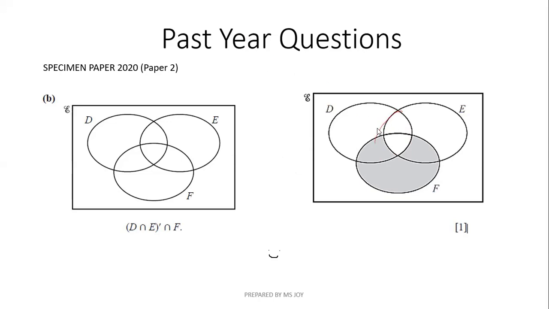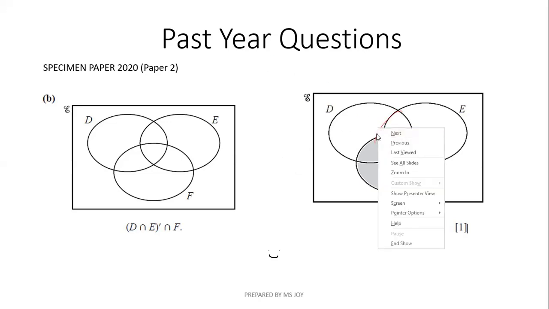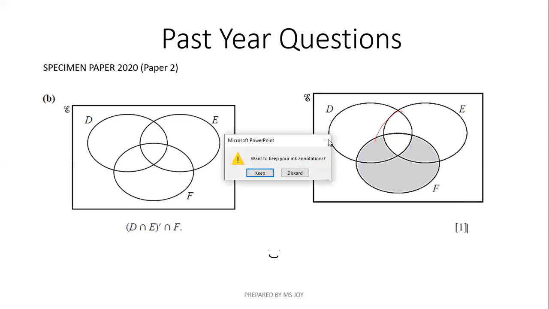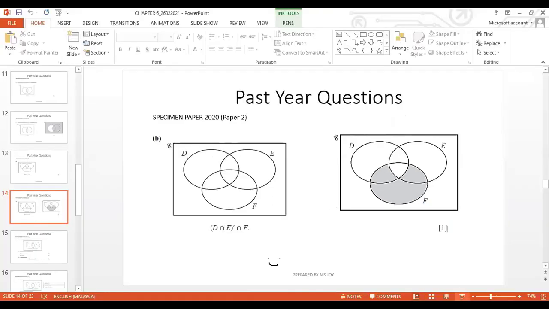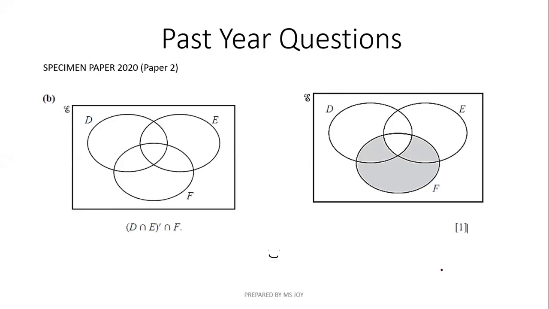Okay, we know that D intersect E is the middle part here. Prime means everything else, correct? But when it comes to the question, it says intersect F. So that means you must shade whatever is F that is not intersecting with D and E. So this is how it will be, guys.